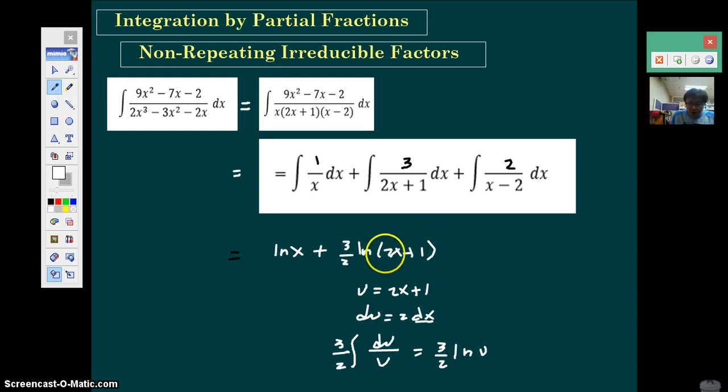Then for the last one, this is simple because if you let u be x minus 2, then du is still dx. So this is simply 2 ln of x minus 2, and then plus c. That's the integral. Now let's move on to the next.